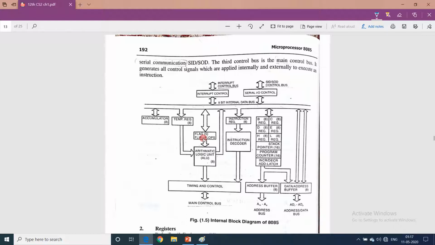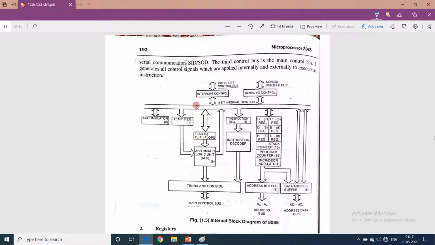So what if my answer is 0? If the answer is 0, then the ALU will set Z flag equal to 1. If the answer is not 0, Z flag will be set to 0. So depending on the answer of arithmetic logical operations, the ALU sets the value of the flag.